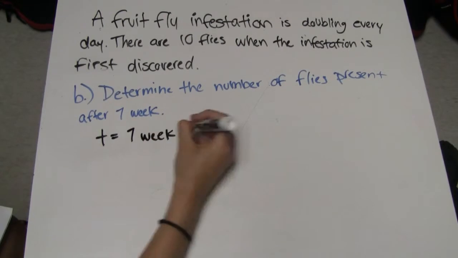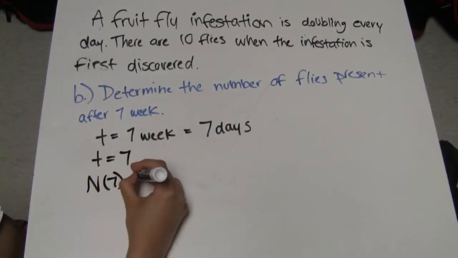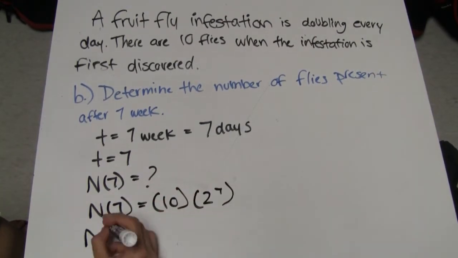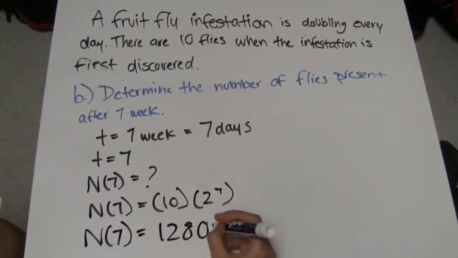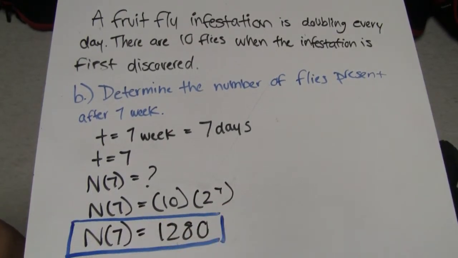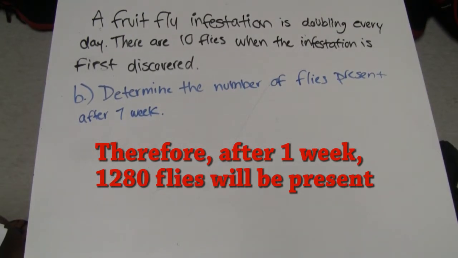This is quite simple. First, state your knowns. You must convert 1 week into 7 days, as your formula permits time in a measurement of days. Plug in 7 into your equation, and you should achieve the answer of 1,280 flies. Therefore, after 1 week, 1,280 flies will be present.